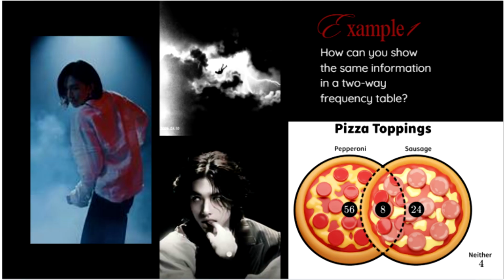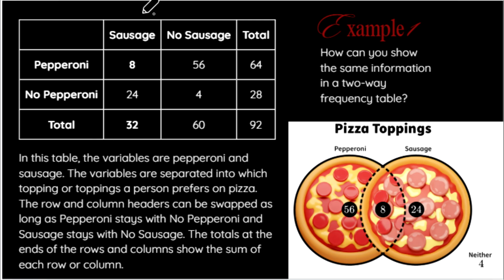Here's example number 1. How can you show the same information in a two-way frequency table? So this is what the two-way frequency table would look like, pulling information from this. People who like pepperoni and sausage, there were 8 of them. People who like only pepperoni with no sausage, there were 56 of them. And then if you add these together, you have 64.